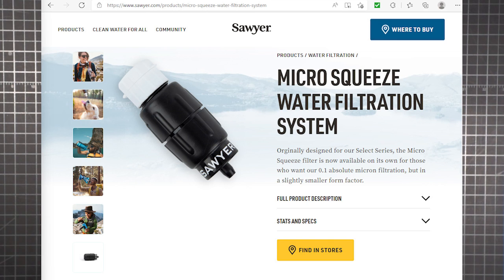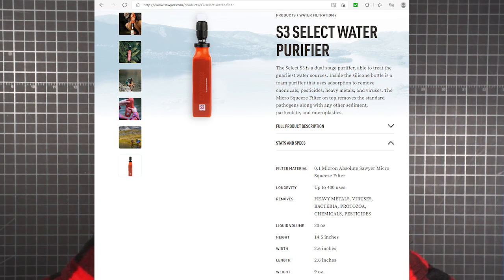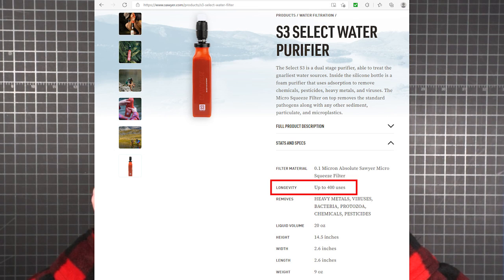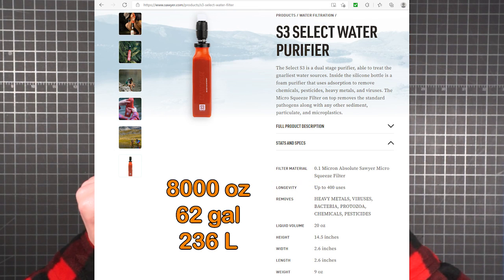The micro squeeze traps bacteria and protozoa, while a proprietary foam inside the bottle adsorbs viruses, heavy metals, chemicals, and pesticides. It's a 20-ounce container and you get up to 400 uses, making the rated life about 8,000 ounces, which is just over 62 gallons.